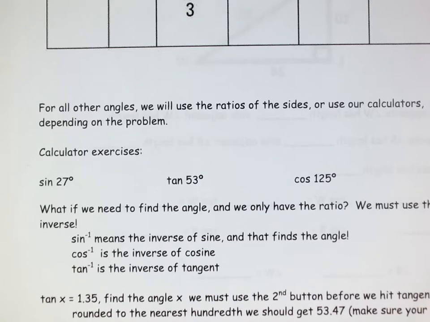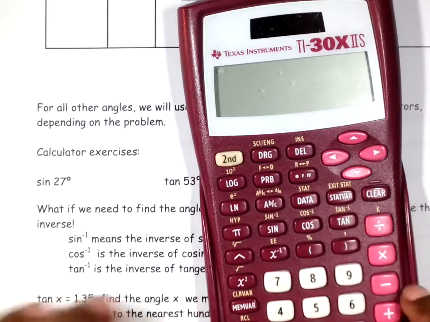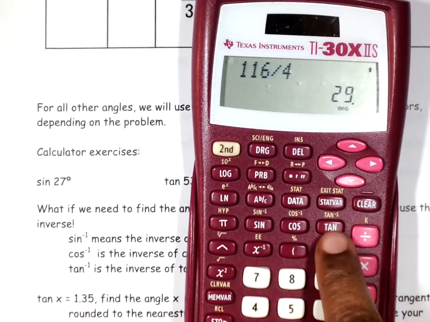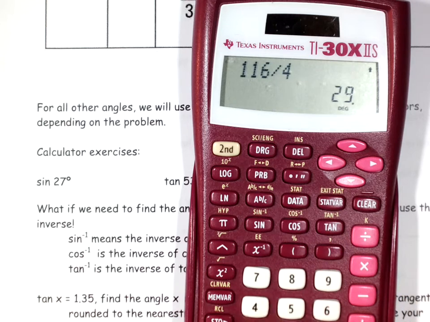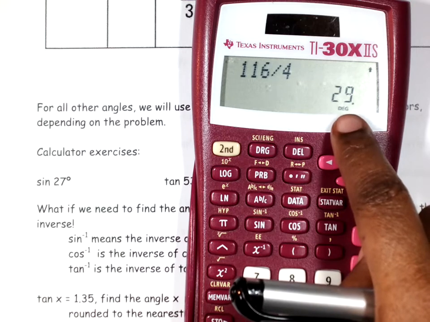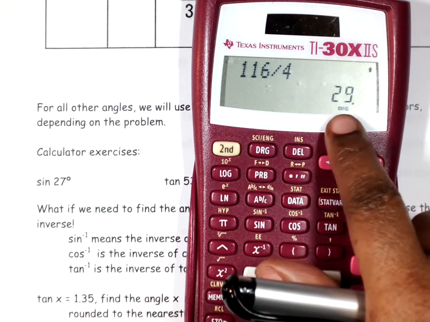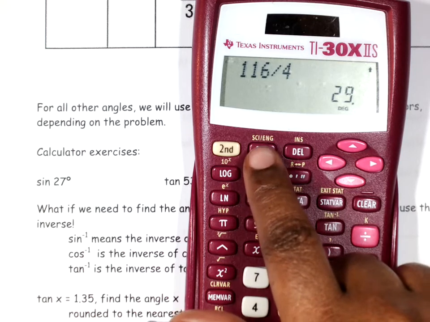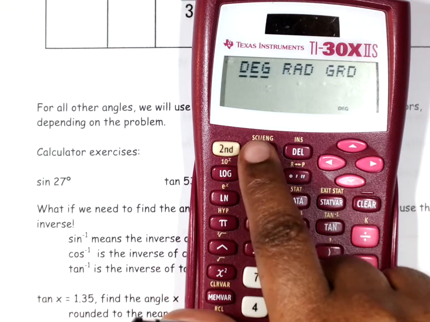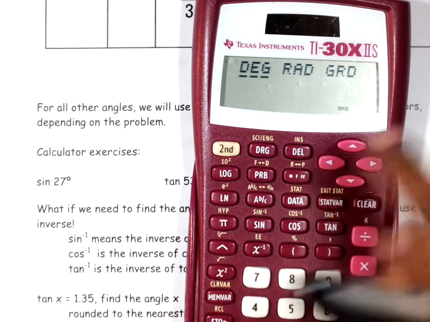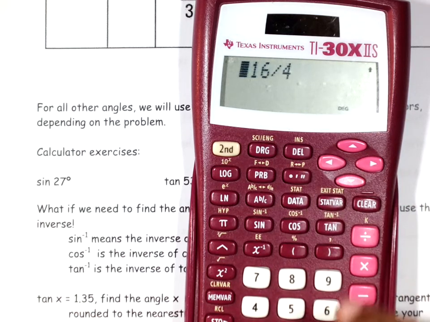So calculator exercises, here we have sine, cosine, and tangent. So sine of 27, first of all, I want to make sure it's in degrees because that's what we're going to be working in. And this DEG there tells me it's the degrees. If not, I'd have to change it here. That's degrees, that's for radians, and that's for gradients. But we want to be in degrees.